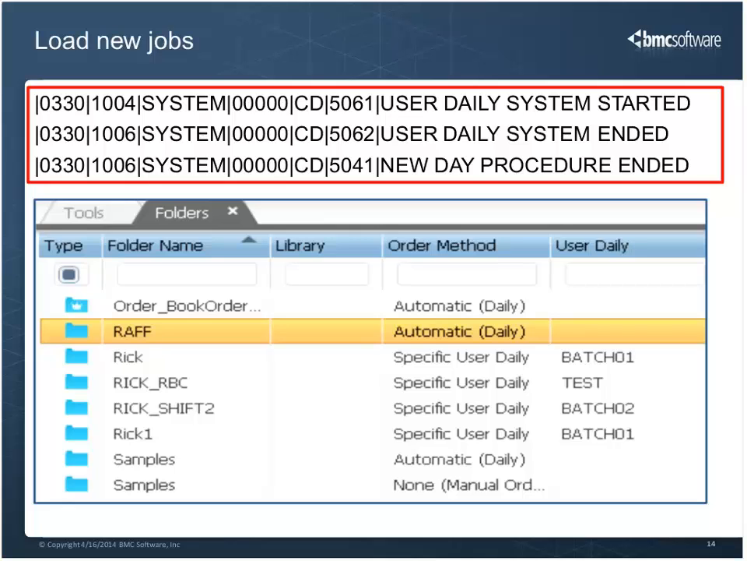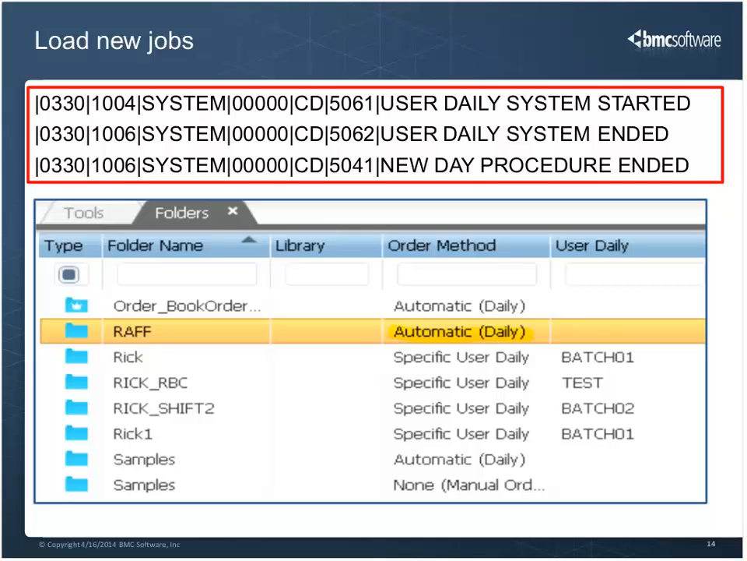So the new day process will go and look at any folder and all the jobs within that folder that have the automatic or automatic daily order method set for it. So in this environment, it would look at the 3 folders that are listed here, and any job that meets the scheduling criteria for that day would then be ordered in and added to the active environment. The other folders will not even be looked at by the new day process.